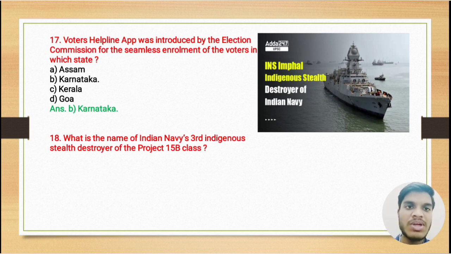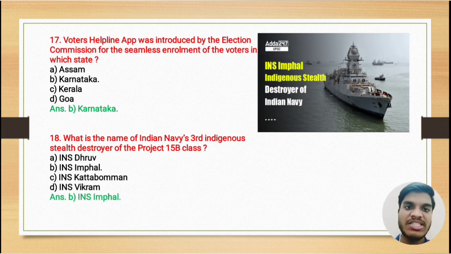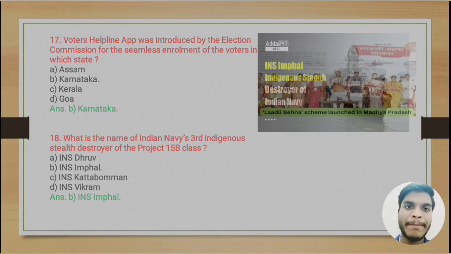18th one, what is the name of Indian Navy's third indigenous stealth destroyer of the Project 15B class? Option A, INS Dhruv. Option B, INS Imphal. Option C, INS Kolkata. Option D, INS Vikram. The answer is option B, INS Imphal.